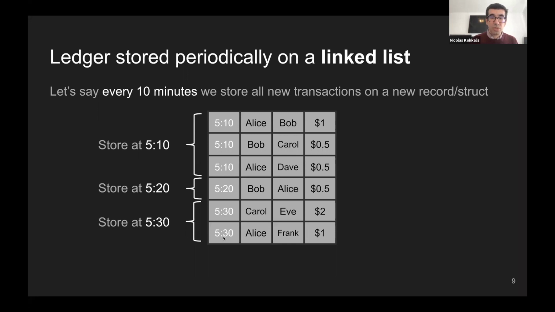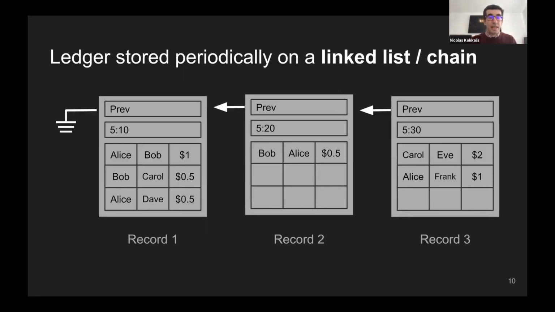Let's take this concept one step further. Because all these transactions at 5:10 happened at 5:10, I don't need to store 5:10 on each one of them. I'm just going to say that all of this happened at 5:10, all of this happened at 5:20, all of this happened at 5:30. So I'm creating the concept in computer science terms. For an arbitrary reason, I just split my transactions into different records. I call the first one record 1, the second record 2, the third record 3. Rather than storing them in one big spreadsheet, each record is a different spreadsheet. And every 10 minutes, I have a new spreadsheet.